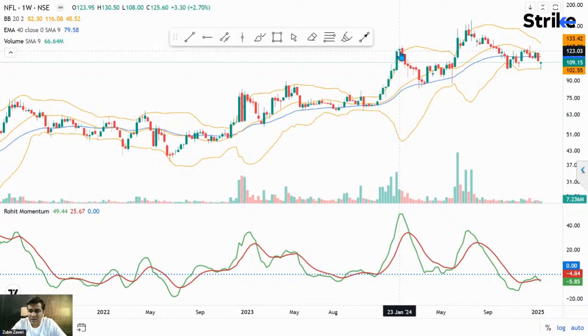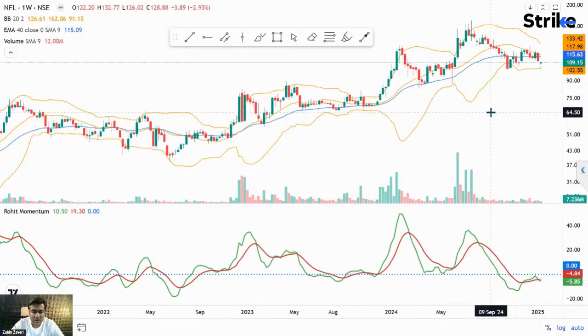So till the budget, 29th of January, you can see it made a top. So before the budget, it rallied and then it just went down. It gave a good correction. So okay, just watch out. You can still watch out for that.